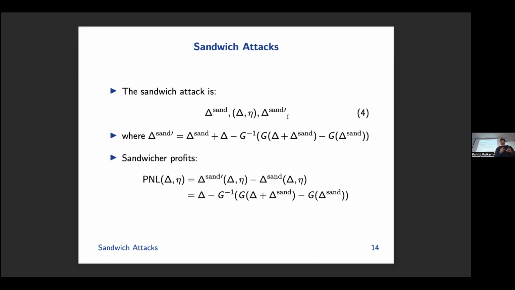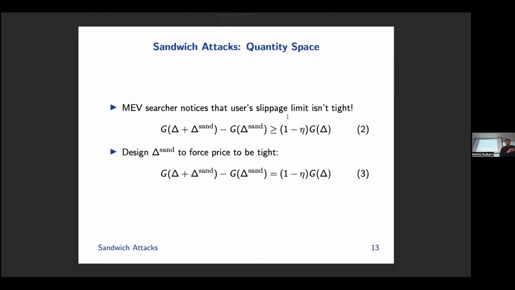So, sorry, can you explain again, what does it mean for the slackness to be tight? So the user is willing to accept any amount out that is at least 1 minus eta times G of delta, right? They're willing to accept any amount that is at least that. And I'm claiming that if you put a trade of size delta S before the user's, the amount that they get out is given by this formula.